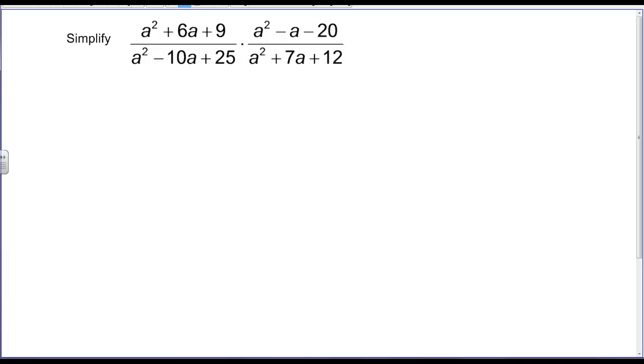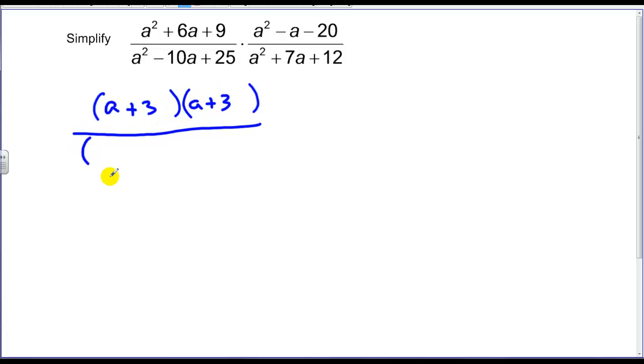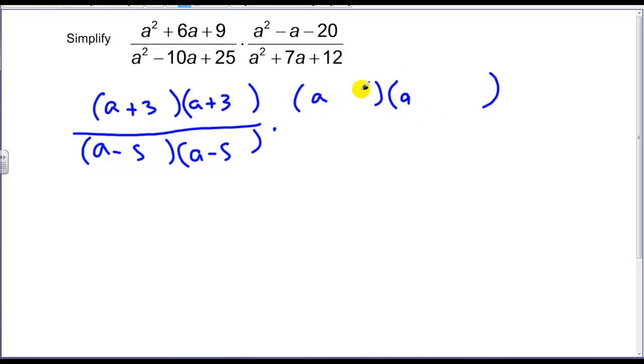Here's another example using some of the factoring techniques that we've already talked about. In the numerator, I need to find two things that multiply to 9 and add to 6, and that's a plus 3 and a plus 3. Denominator, what two things multiply to 25 and add to negative 10? That's an a minus 5 and an a minus 5. Next term, what two things multiply to negative 20, add to negative 1? That's a 5 and a 4. 5 being negative, 4 being positive.